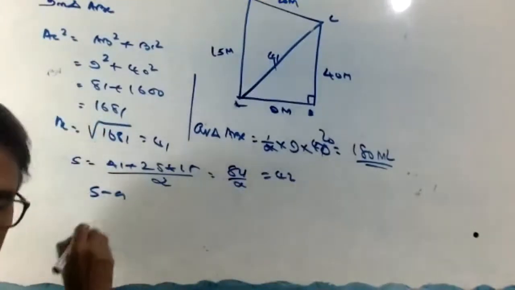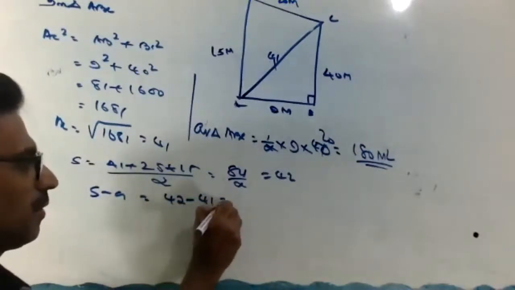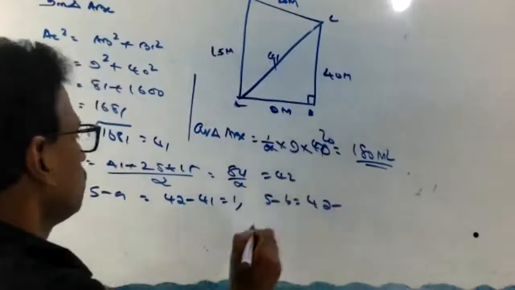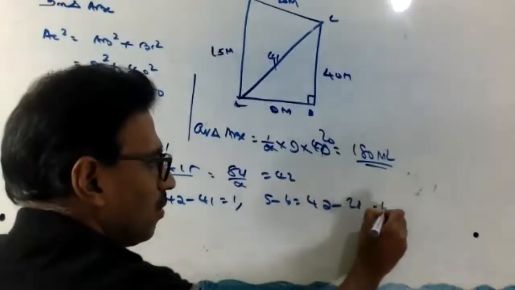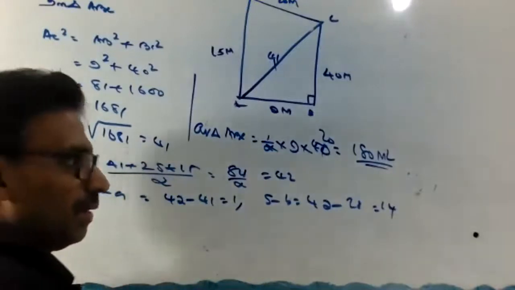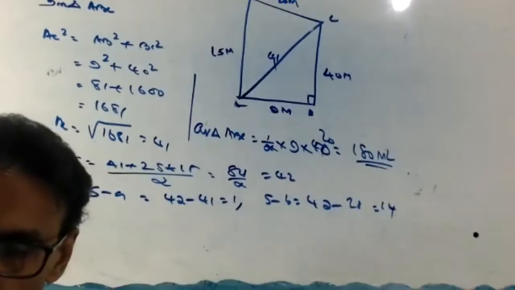S minus A, 42 minus 41 equal to 1. S minus B, 42 minus 28. How much? 14, right? Correct or no? Then, who is typing again? Pranav, listen here. I'm doing it now.